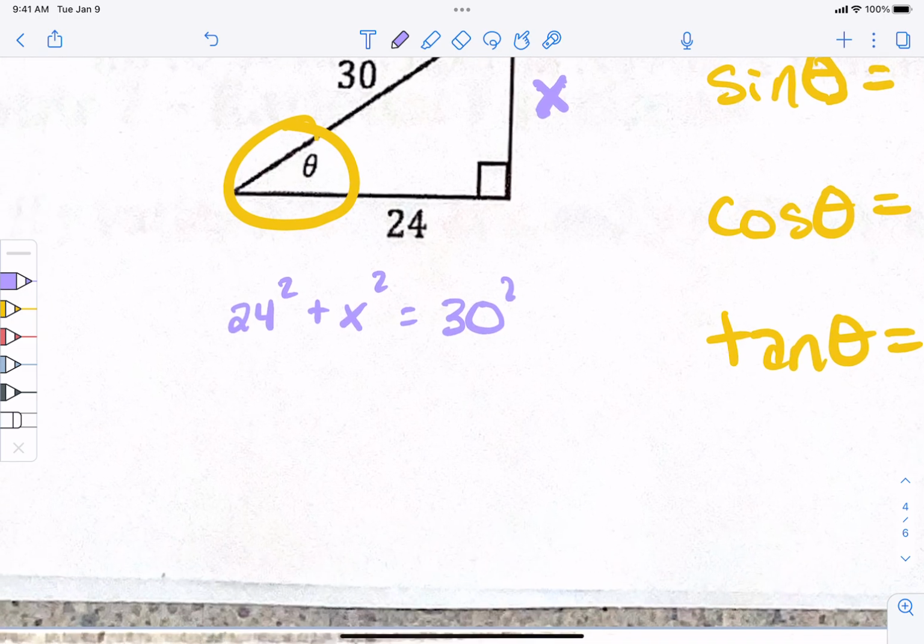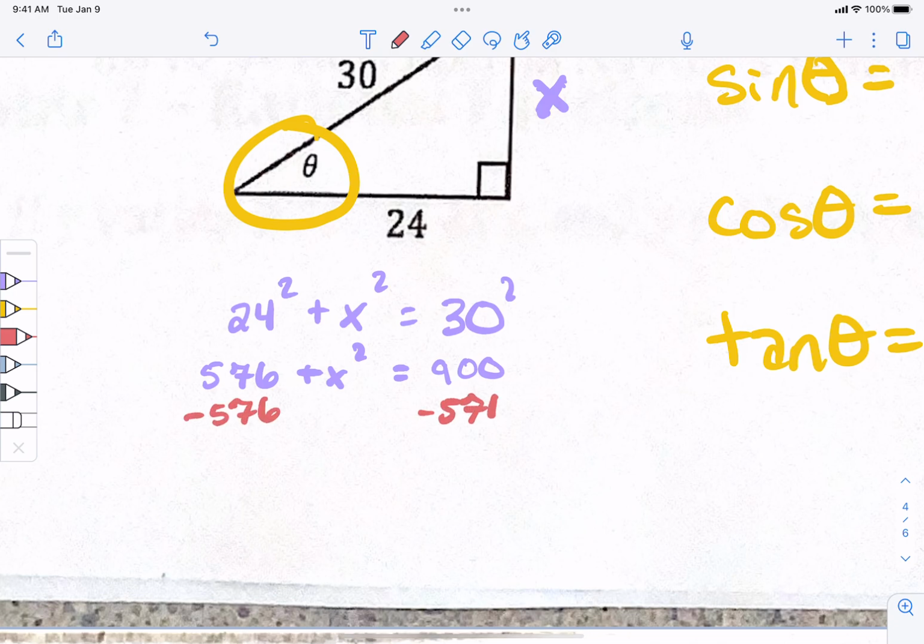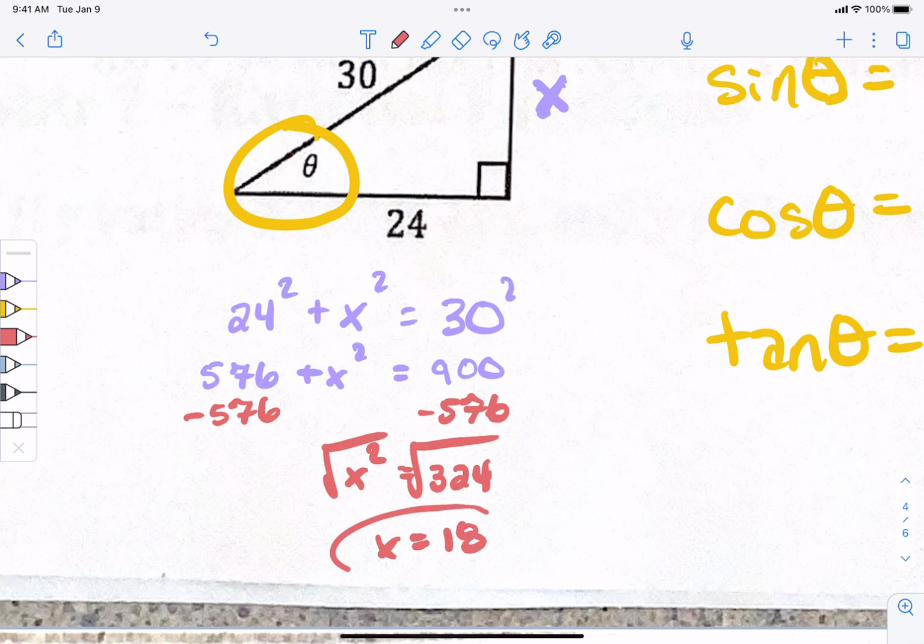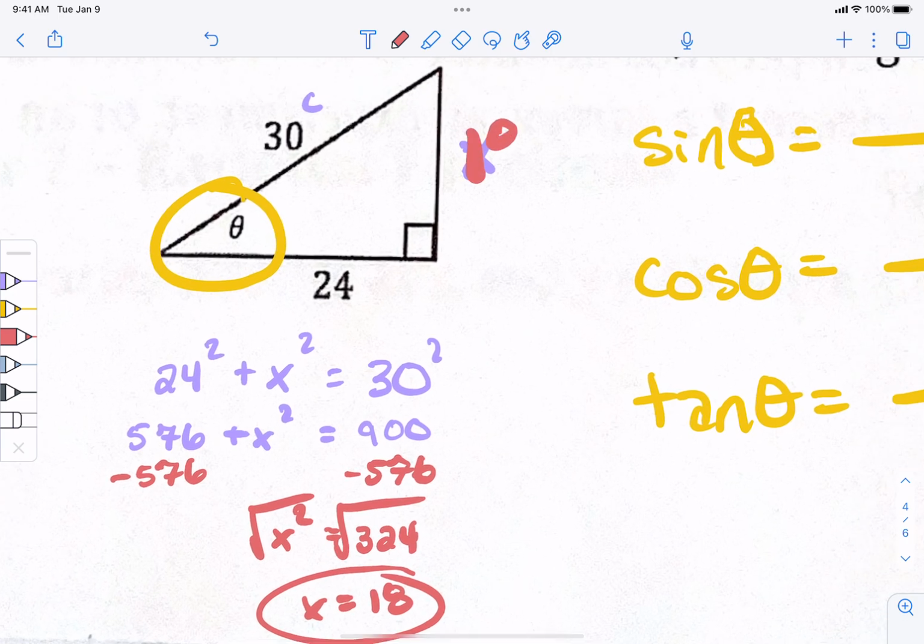24 squared, no, 576. I wanted to say 676, but 576 plus x squared equals 30 squared, which is 900. And then we're going to subtract the 576. And that is 324 equals x squared. And then we would take the square root to figure out what x is. And the square root of 324 is, whoa, 18. It comes out perfect, okay? So this side is going to be 18, okay?